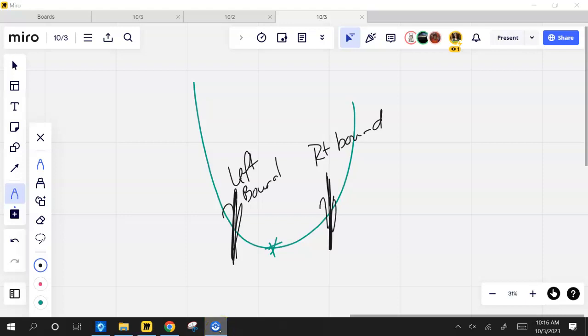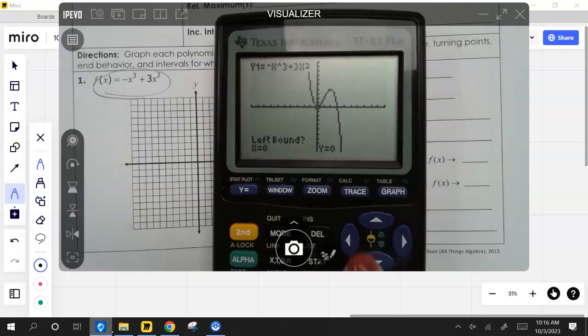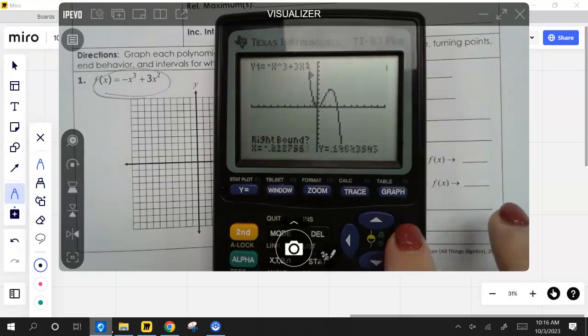And for left bound, I'm just going to take my spider and hit left until I'm sure it's to the left. Remember, I need to give it a range of numbers to look. And I'm going to hit enter. As soon as I hit enter, it pops up and says, what's the right bound? So it wants me to go to the right side of what I'm looking at. So I go to the right until I'm sure I'm past it and I hit enter.